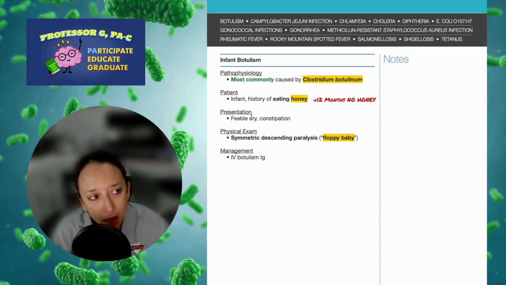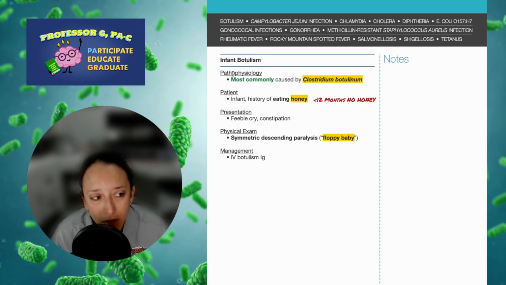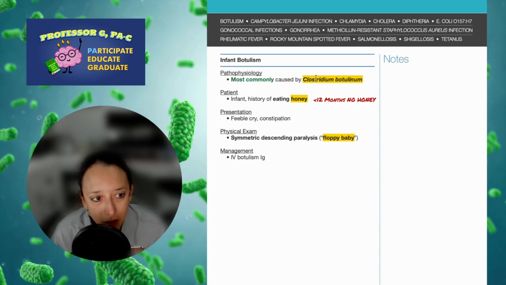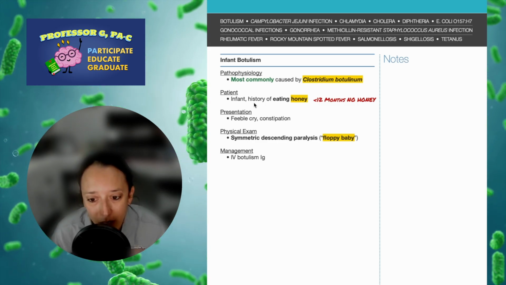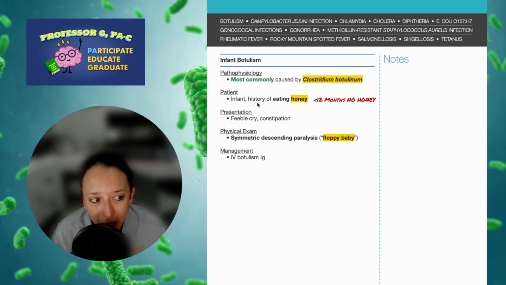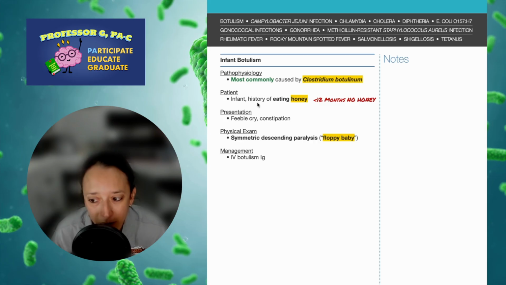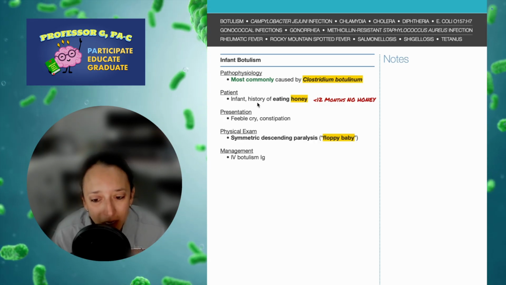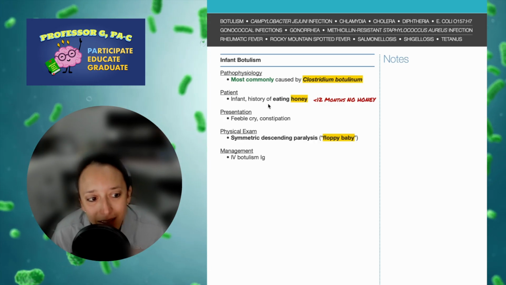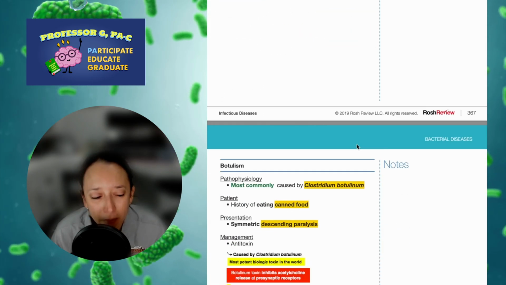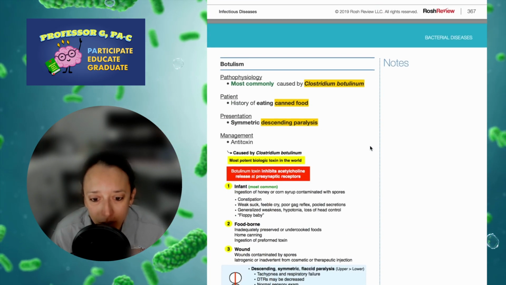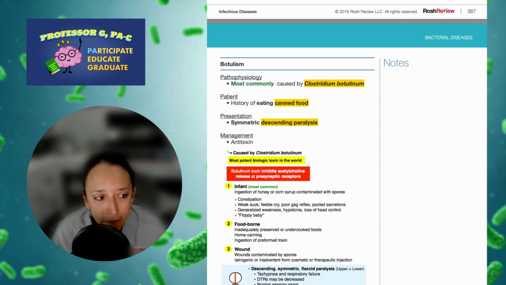This quick area is going to look at infant botulism. It's most commonly caused again by Clostridium botulinum, and the patient is going to be an infant with a history of ingestion of honey. We're looking for a feeble cry or poor feeding, constipation, and the classic floppy baby. In adults, just think of home canned food.